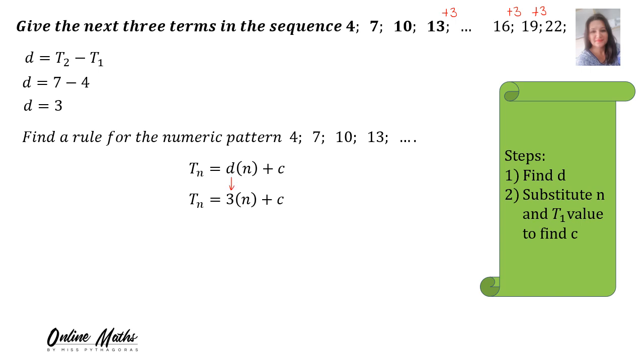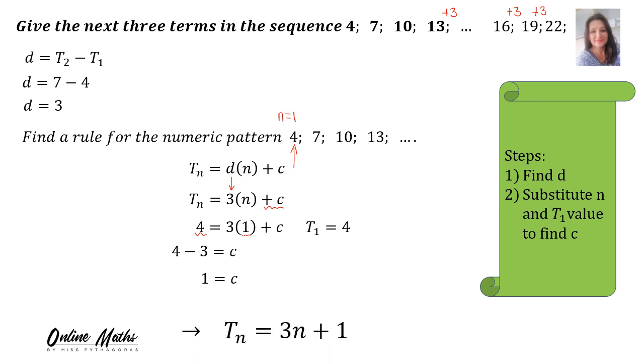Then, to find a value for c, we zoom in on the first term. So on the first term, n's value is 1 and Tn's value is 4. So in Tn's place we substitute 4, in n's place we substitute 1. Then 4 minus 3 is c, therefore c's value is 1. And then the general formula, or the rule for that numeric pattern, is Tn is equal to 3n plus 1.